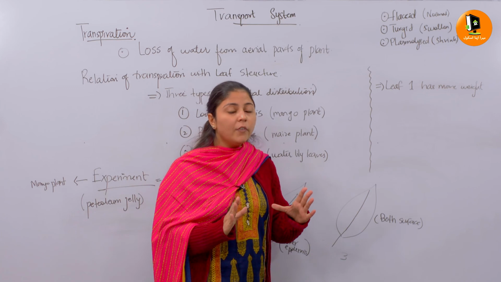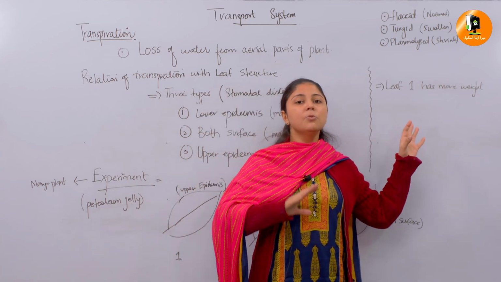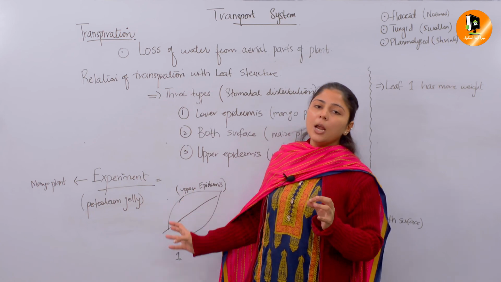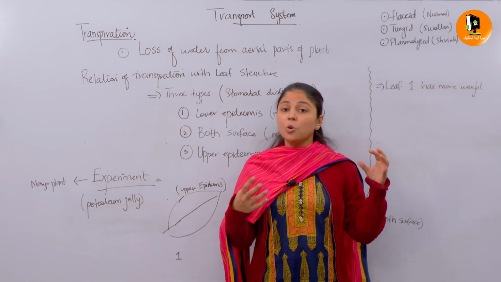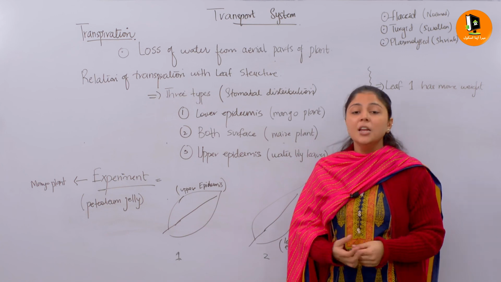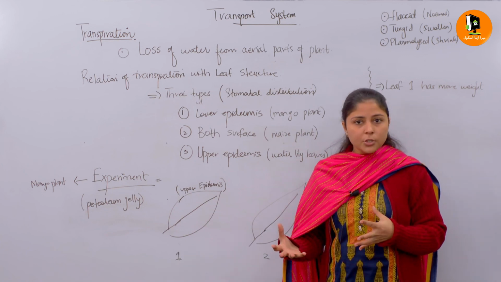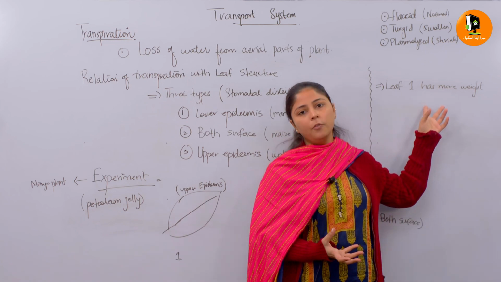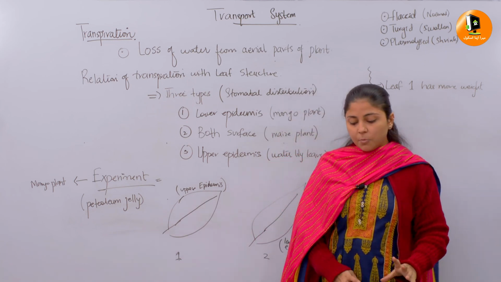I hope you have understood why leaf 1 has more weight: because leaf 1's underside, the lower epidermis, has the stomata, and the stomata have performed transpiration. It has had a loss of water. Due to this, there is more moisture, so the leaf has more weight. This was all about the concept of transpiration.